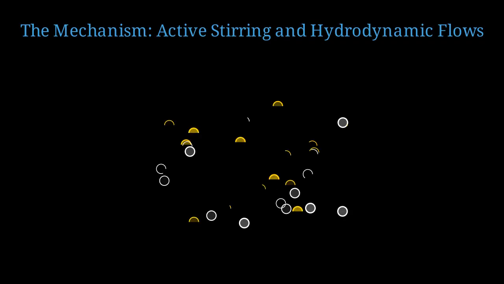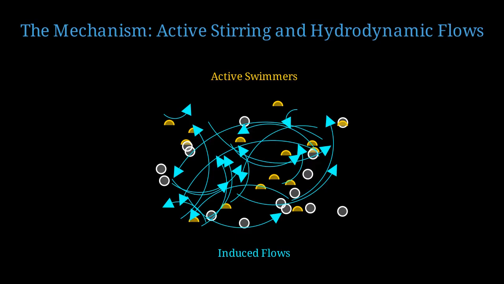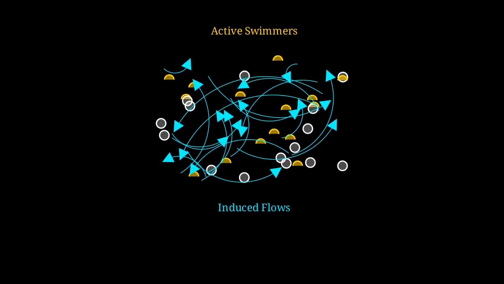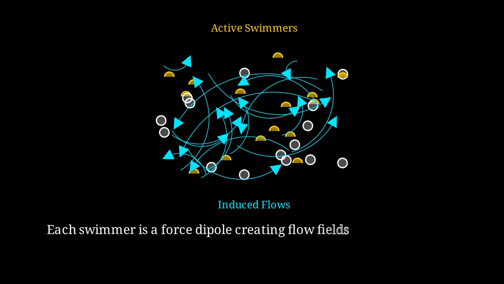Let me explain the mechanism in detail. How do these swimming particles create this apparent negative viscosity? The Janus particles are constantly swimming and reorienting. As they move, each particle generates hydrodynamic flows in the surrounding fluid. Each self-propelled particle acts like a force dipole, pushing fluid backward as it swims forward. This creates long-range flow fields that extend far beyond the particle size.